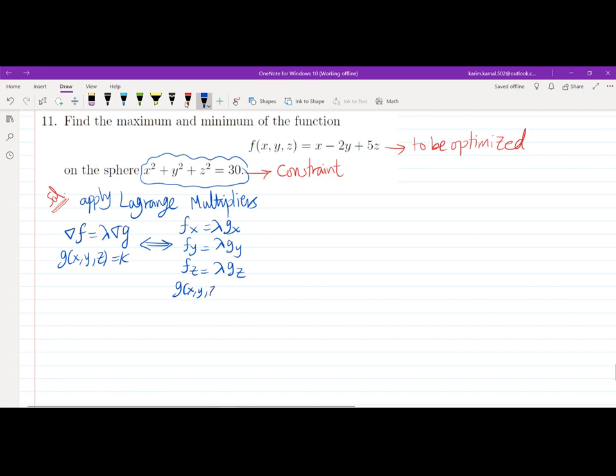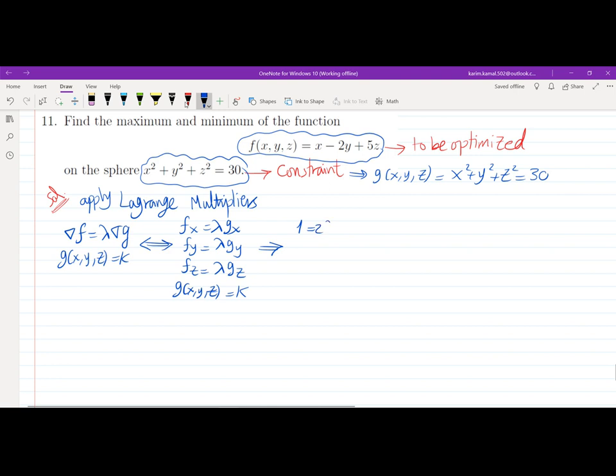And this will lead us to fx, which is 1. Here is f of x, y, and z. Fx, which is 1, equals lambda gx, where g of x, y, and z equals x squared plus y squared plus z squared equals 30, which is k. So gx will be 2x times lambda. It will be 2 lambda x.